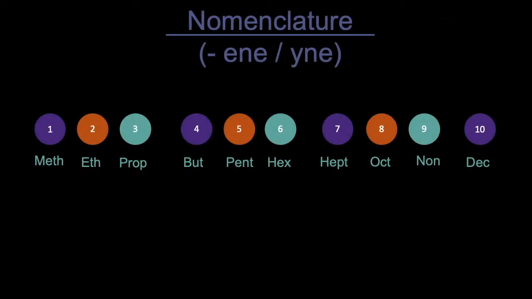Now we already know how to go about naming these compounds with a set of prefixes based on the number of carbon atoms. So we have meth, eth, prop, but and so on, as the number of carbon atoms goes from 1 to 10. The only major change when you name alkenes or alkynes is the suffix. The suffix for alkenes is -ene.